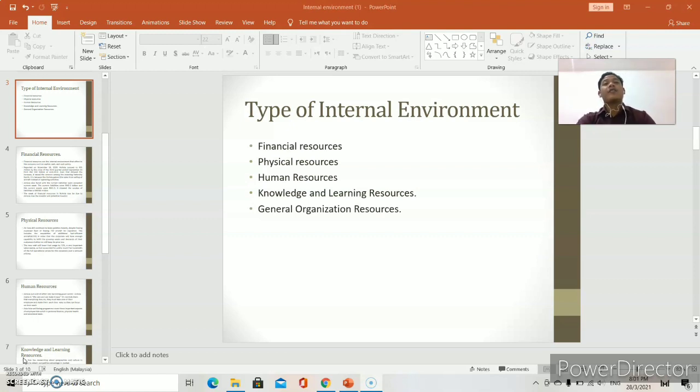Today, I would like to present to you about the types of internal environment. There are five types of internal environment, which are financial resource, physical resource, human resource, knowledge and learning resource, and lastly, general organization resource. What is financial resource?